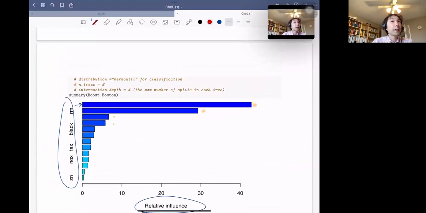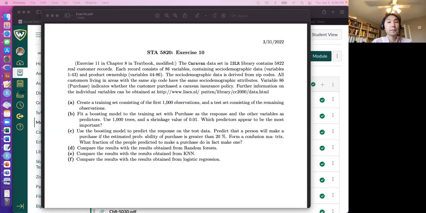Okay, so I opened exercise 10. I think that should be available in Canvas, so you can download it. Yeah, so this is the exercise.